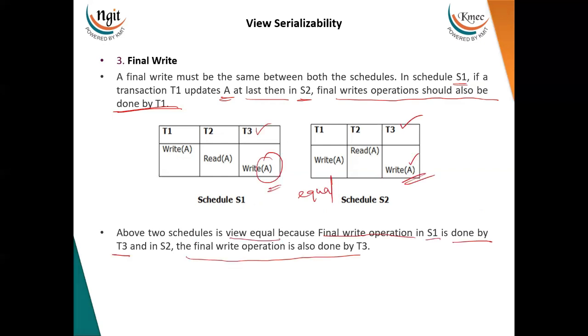Now, when all these three conditions are satisfied, you can say that the given two schedules are view serializable. When they are view serializable, then you can straight away say that it is a serializable schedule. Clear? Let us see an example. Before that, I am going to show you a broad view of serializability.